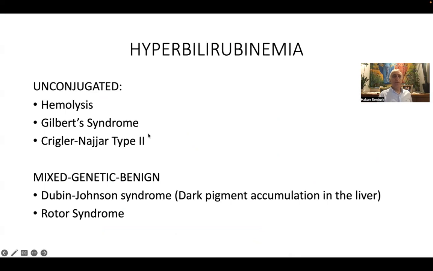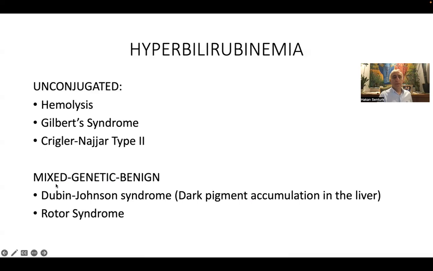Type 1 is found in the pediatric population, and it is not compatible with life as long as liver transplantation is not performed. Because of this, it is not found in adults, but type 2 is found in adults, and this is characterized by very, very high unconjugated bilirubin. The patients may suffer from disfigurement due to yellowish color, but otherwise it does not affect the general health of the person.